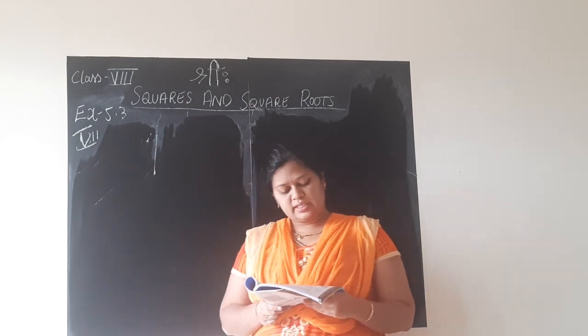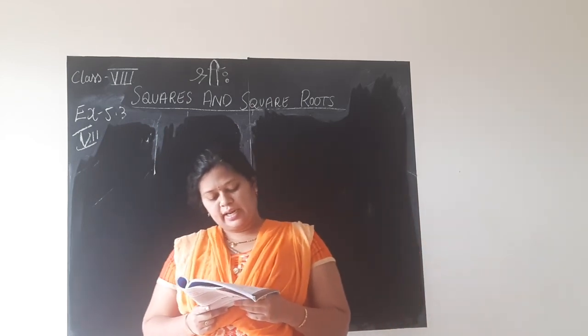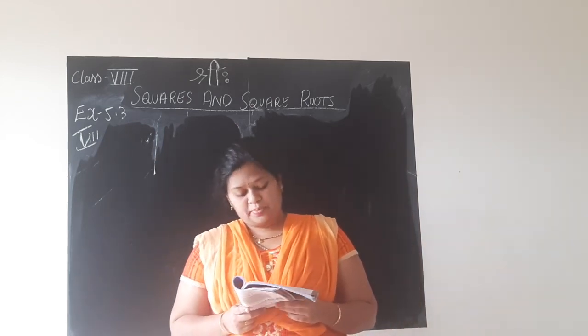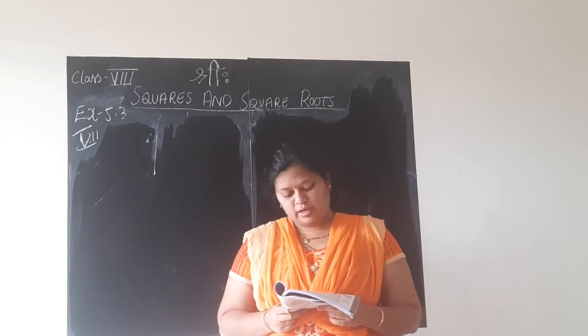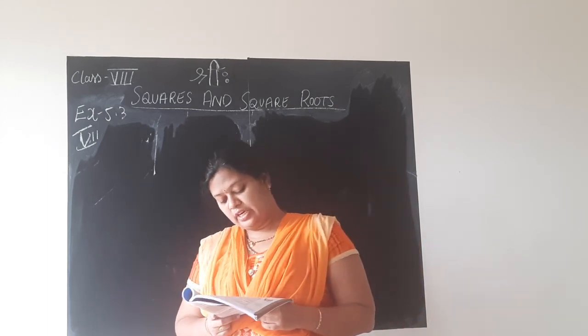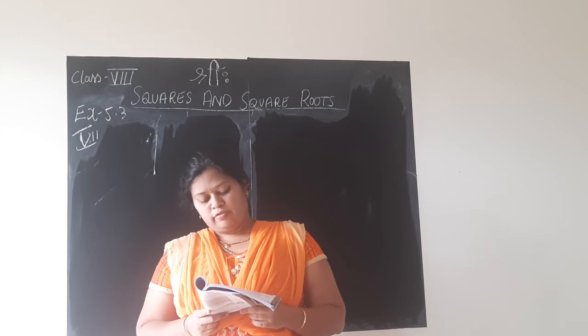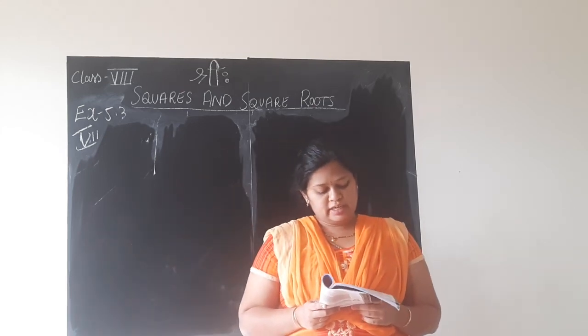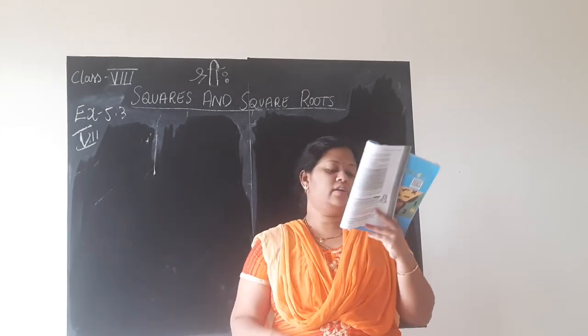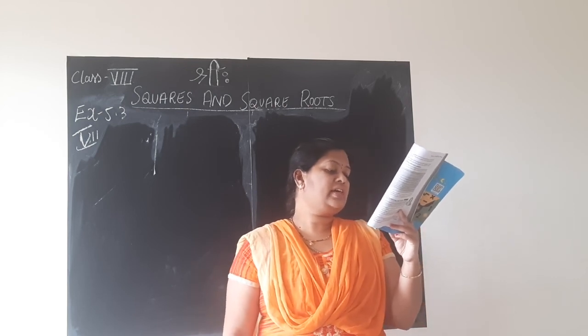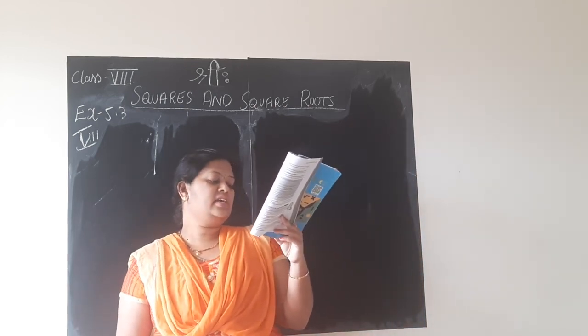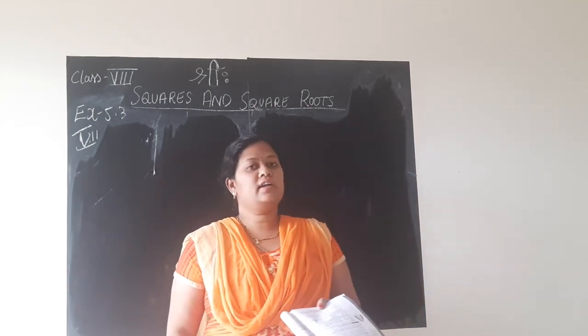The question says, the students of class 8 of a school donated rupees 2401 in all for the Prime Minister's National Relief Fund. Each student donated as many rupees as the number of students in the class. Find the number of students in the class.